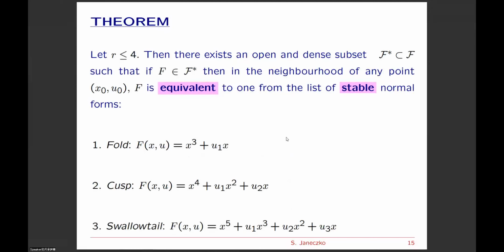Some roots, all functions are built of 7 roots, almost all, if you remove a very tiny set, because it is an open and dense set. This f star is open and dense. So if you close your eyes and choose one function from f, you always choose from this set, f star.